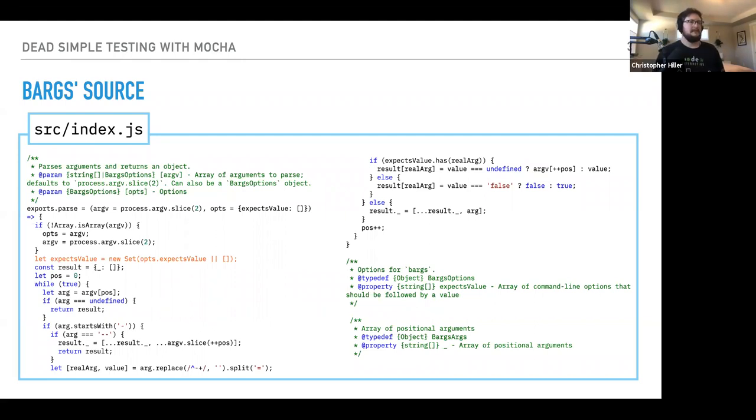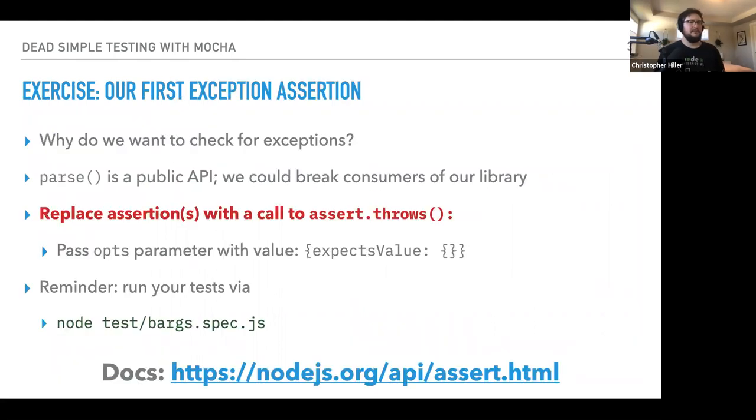And so let's go in here. We want to check an exception, but before we do that, why do we want to do that? Because bargs is a library. You're going to have people using the library, maybe. And parse is a public API. It's the interface of the function. And so when people use your library, they expect it to work.